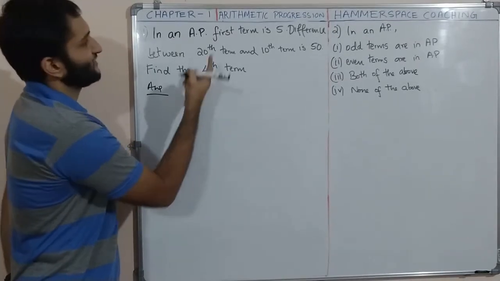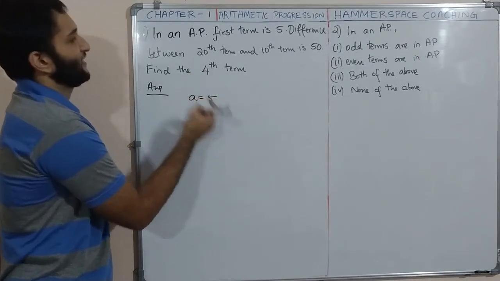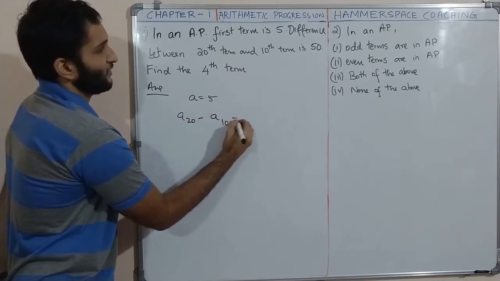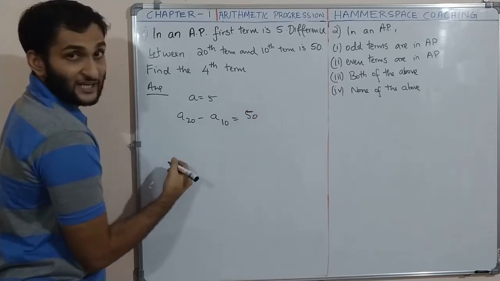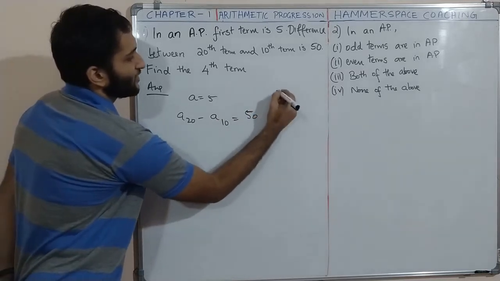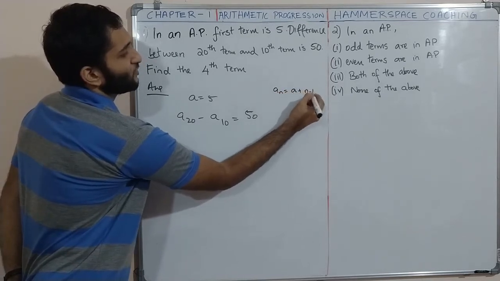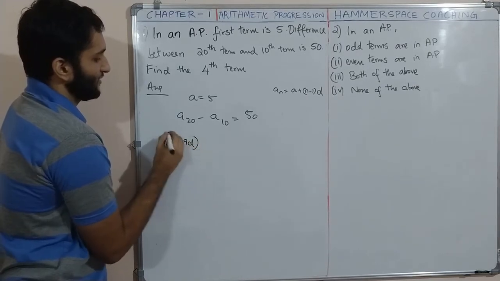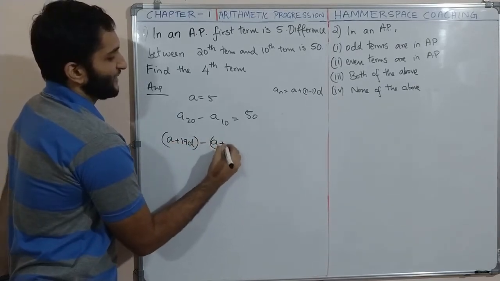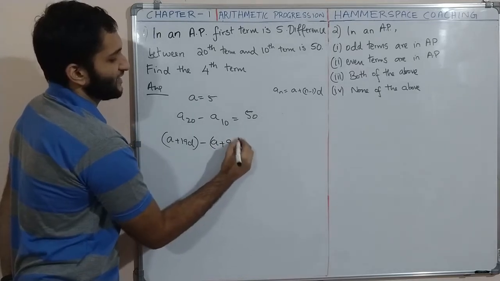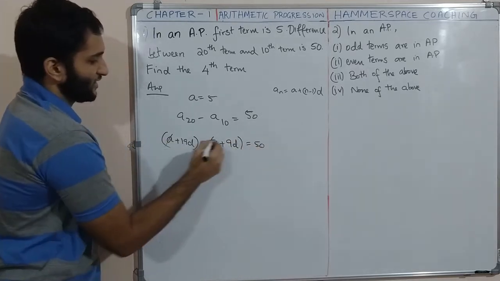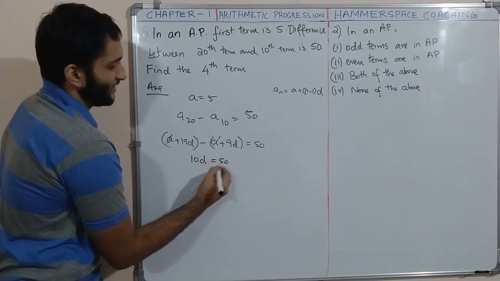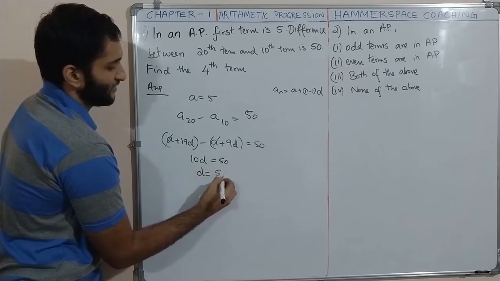So, what is the first term? A equal to 5. The difference between the 20th term and the 10th term, A20 minus A10, equal to 50, right? So what is A20? An equals A plus (n minus 1) into D. Therefore A20 is A plus 19D, minus A plus 9D, because for the 10th term, n minus 1 is 9, equal to 50. So A gets cancelled, 19 minus 9, 10D equal to 50, D equal to 5.